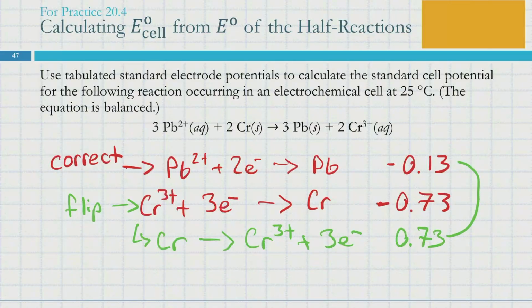So if we add these up, 0.73 plus negative 0.13, we get a value of 0.6. So that's the way that I would do it. We could also do it with that equation.